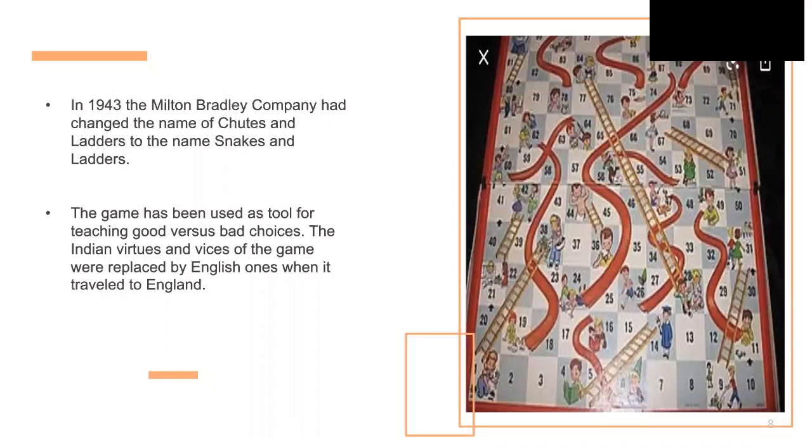The game had been used as a tool for teaching good versus bad choices. The Indian virtues and vices of the game were replaced by English ones when it traveled to England. In the original picture of the game, there were pictures of animals, flowers and plants. As the game progressed through the years, you start to see less and less of those depictions and more of the game that you see in the image on the right here.